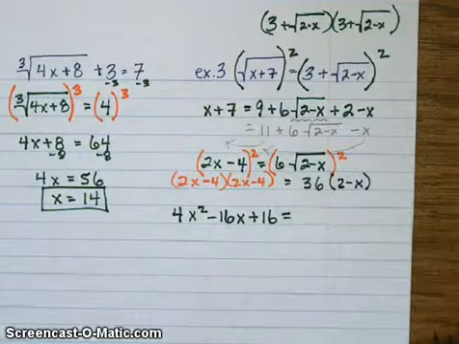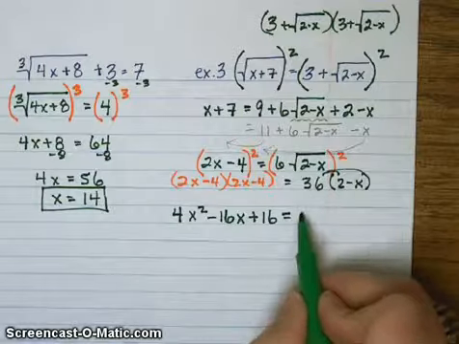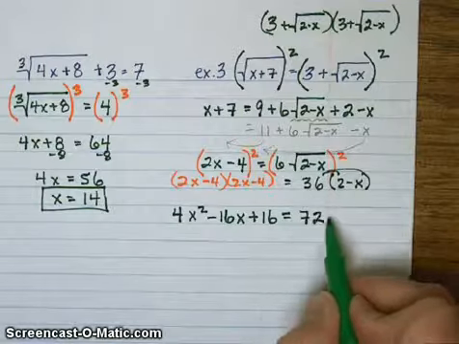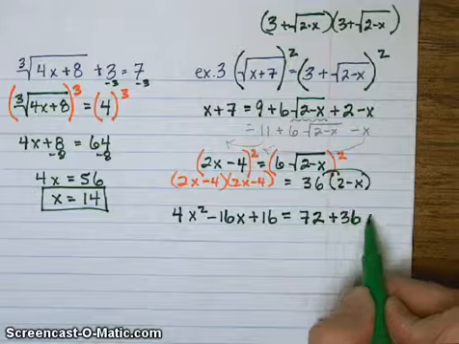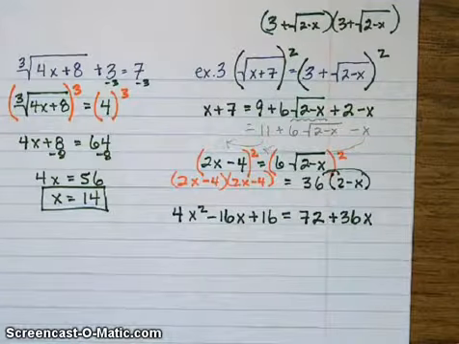The square root went away, but I now need to also square the 6. And I am going to run out of time. So let's just distribute this real quick. That's going to be 72 plus 36x. And I'd like you to try to finish that on your own. And we will finish up this last little bit of example 3 in class.